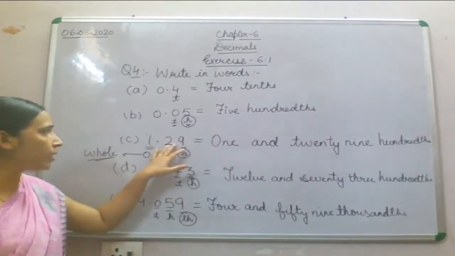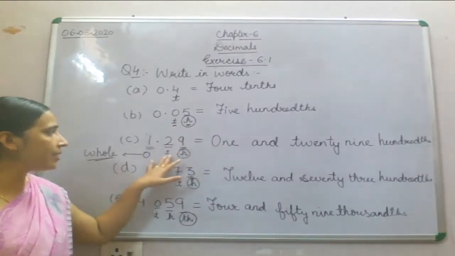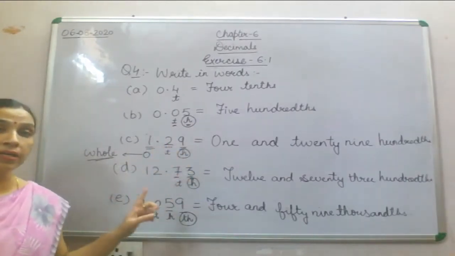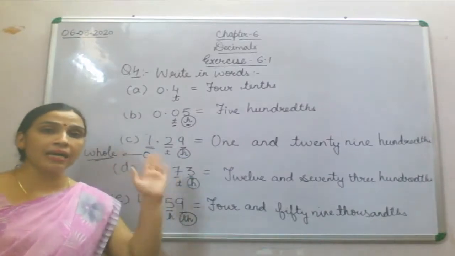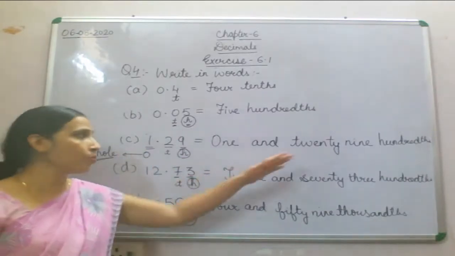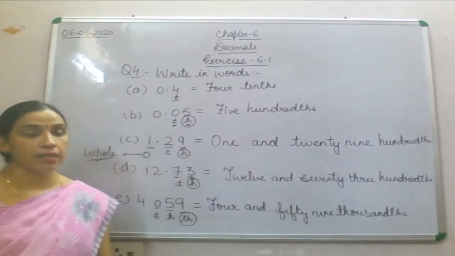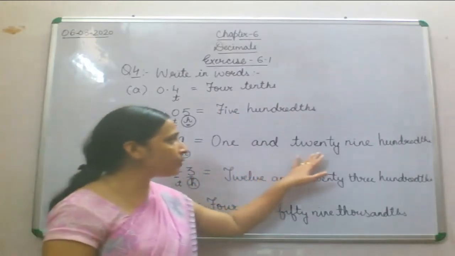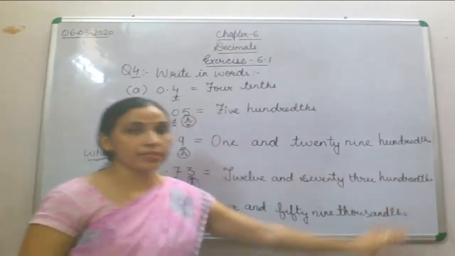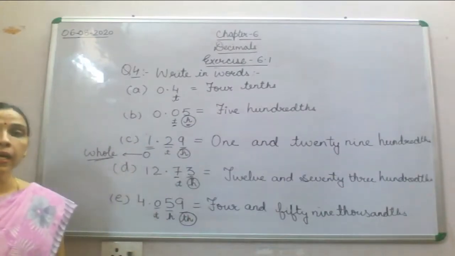Now we have to write 29 and tens or hundreds, that will become 100. Out of 10 and 100, which is the highest? Hundreds. So we are going to write the hundreds. I hope that is clear. 1 and 29 hundredths.